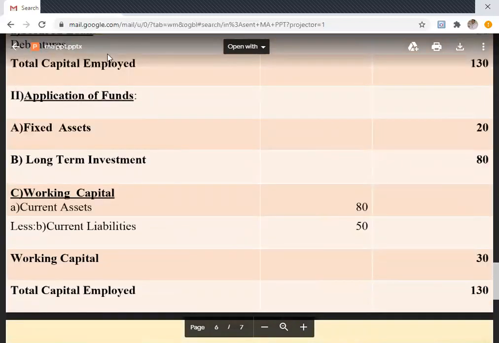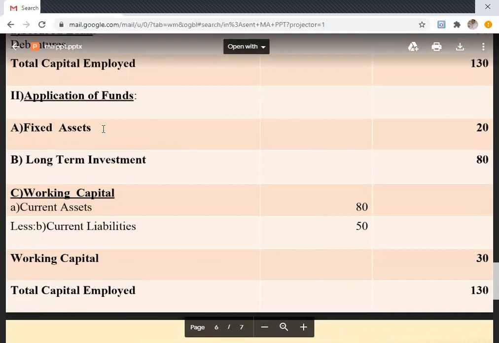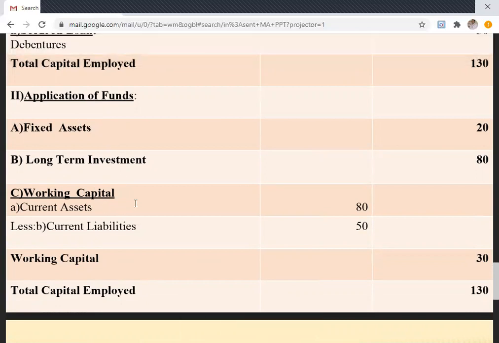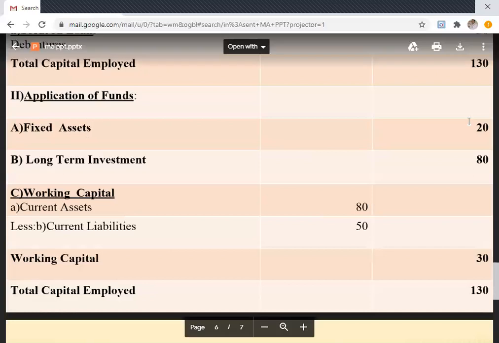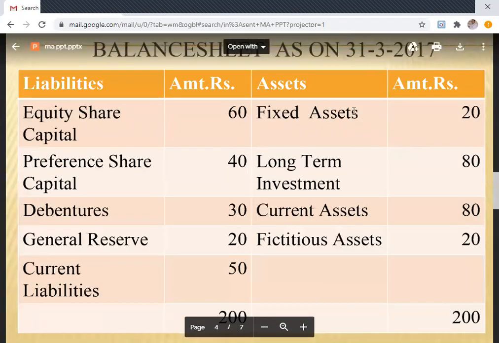The next part of the balance sheet is application of funds. Whatever funds we have collected from the shareholders, debenture holders, or other lenders, we now have to utilize for running our company, for purchasing assets, for investing, or for working capital. Application of funds is made up of three parts: fixed asset plus long-term investment plus working capital. In the first part, fixed asset, I have written 20 in the outer column, which is given on the asset side of the horizontal balance sheet.